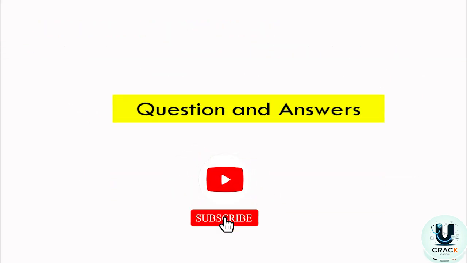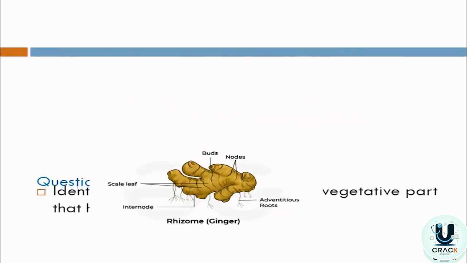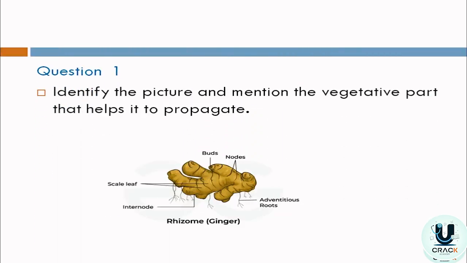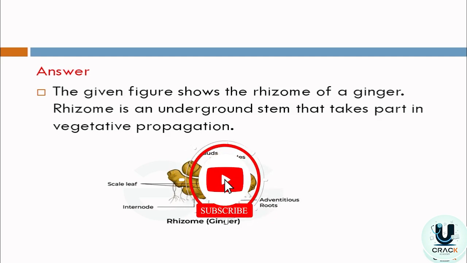Here I have attached a question and answer. This is for you children. Question number 1. Identify the picture and mention the vegetative part that helps it to propagate. Answer. The given picture shows the rhizome of a ginger. Rhizome is an underground stem that takes part in vegetative propagation.